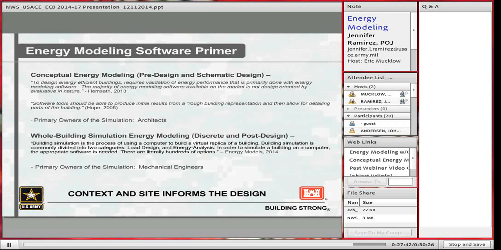And then the whole building simulation energy modeling, which really kind of kickstarts at the interim phase of design, is owned by the mechanical engineers. And at that point, the mechanical engineers are developing their own Carrier HAP or Trane TRACE model or IES, whichever software is utilized. The previous email on energy modeling, I think, showed like 10 or 15 different software applications you can use, and they're all published by the Department of Energy as what software is recommended and what the benefits are. But that whole building simulation energy modeling is owned by the mechanical engineers.